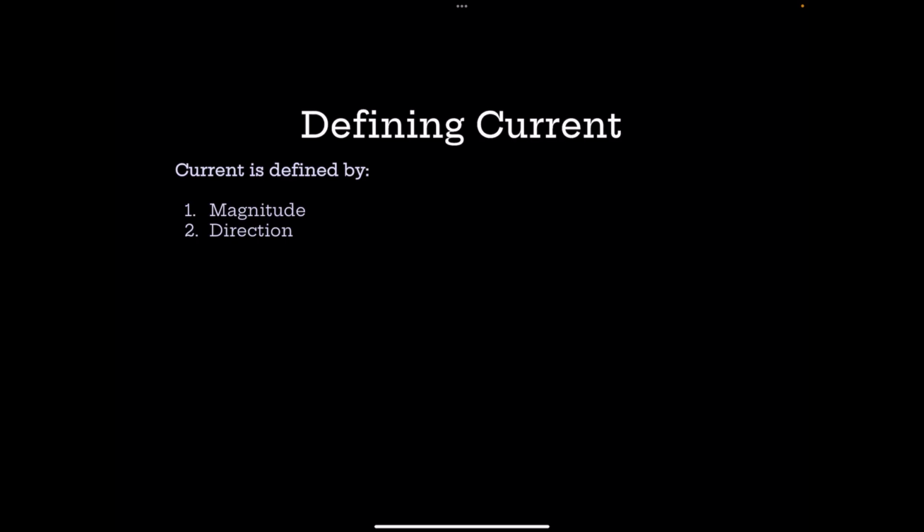Now let's continue with defining our current. So current is defined by magnitude and direction. So if you have positive 5 amps of current flowing in this direction, to make it flow the opposite direction, we just change the positive sign to a negative sign. So here, the magnitude will be 5 amps, and the direction is defined by the positive and negative sign.